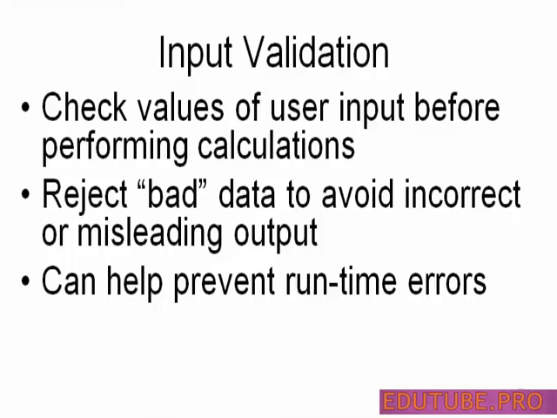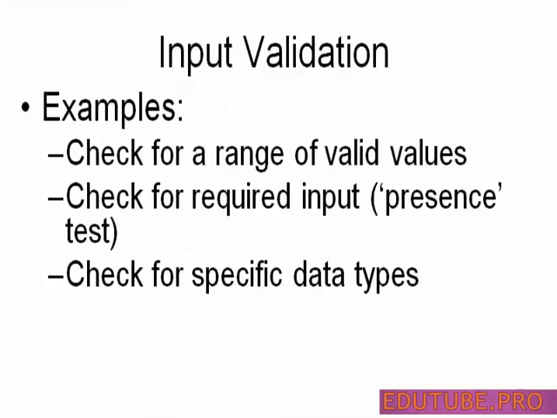Finding and correcting the error early can often keep the program from producing erroneous results or halting with a runtime error. Checking to verify that appropriate values have been entered for a text box is called validation. Some examples of validation are to check for a range of valid values, to check for required input, sometimes referred to as a presence test, and to check for specific data types.